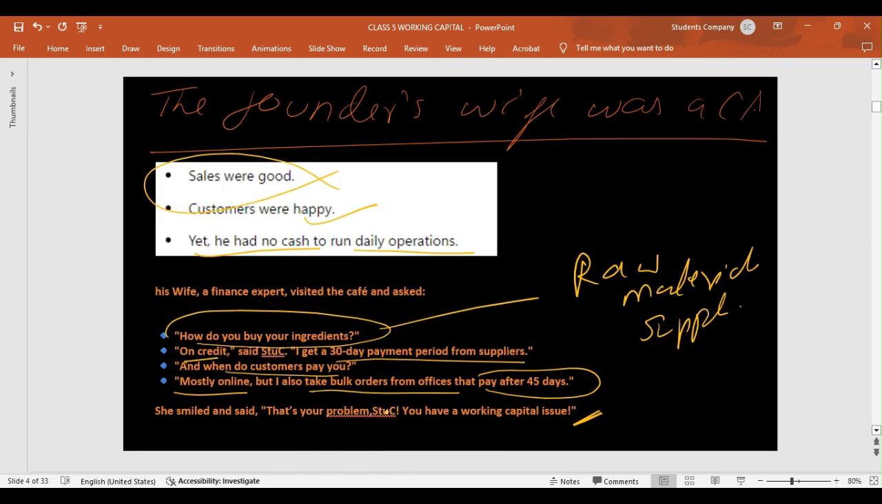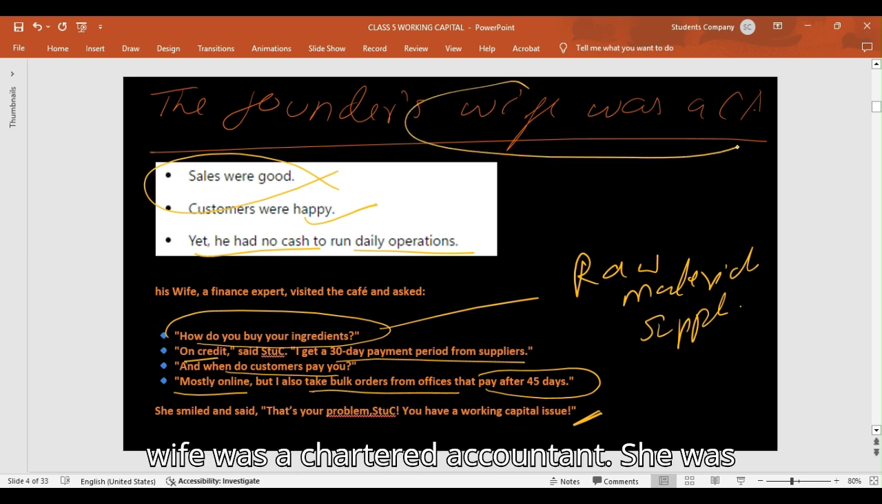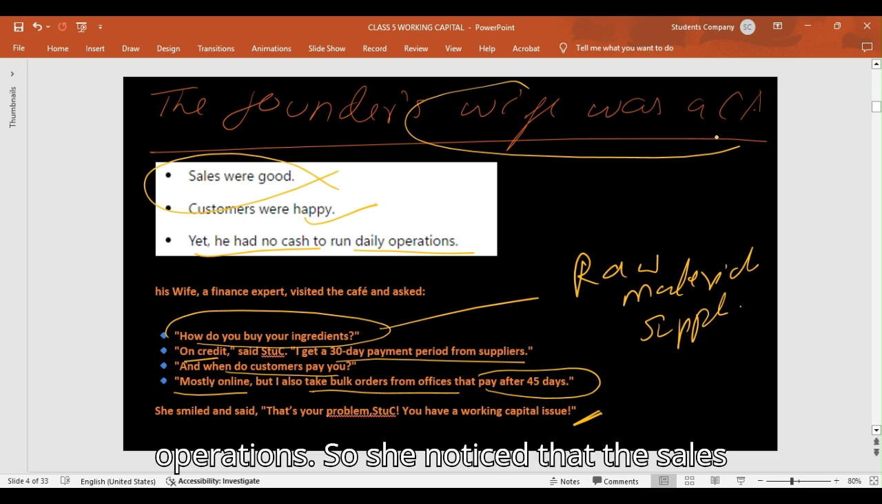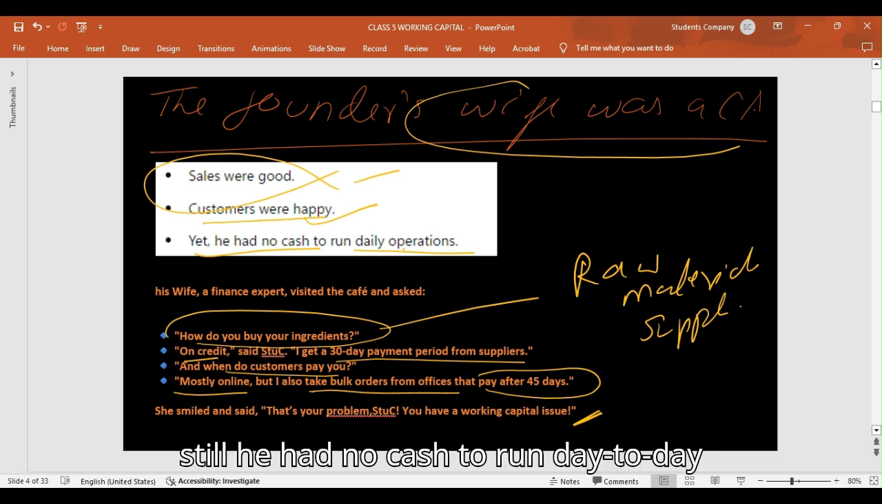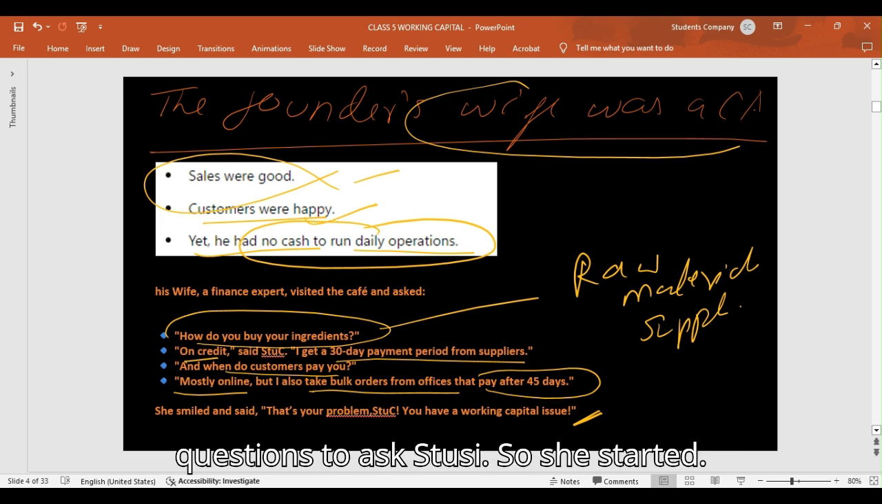Now, luckily, to analyze this problem, Stu's wife was a chartered accountant. She was a finance expert. She visited the cafe, had a look at the sales, had a look at the consumer behavior and all the operations. So she noticed that the sales were good, customers were happy, but still he had no cash to run day-to-day operations. Now she had some important questions to ask Stussy.